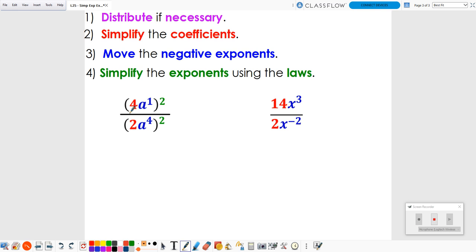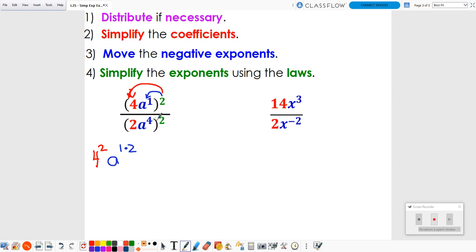So sometimes you're going to have problems where you need to distribute, and then you're still going to follow the rules that we had for simplifying. So first things first, let's distribute. Whenever you have a power that's outside your parentheses like this exponent, it applies to everything inside your parentheses. So this power of 2 is going to give me 4 to the power of 2. And then this a, which was to the first power, is also going to be to the second power. So we're going to multiply that power of 2 to everything because we distribute.